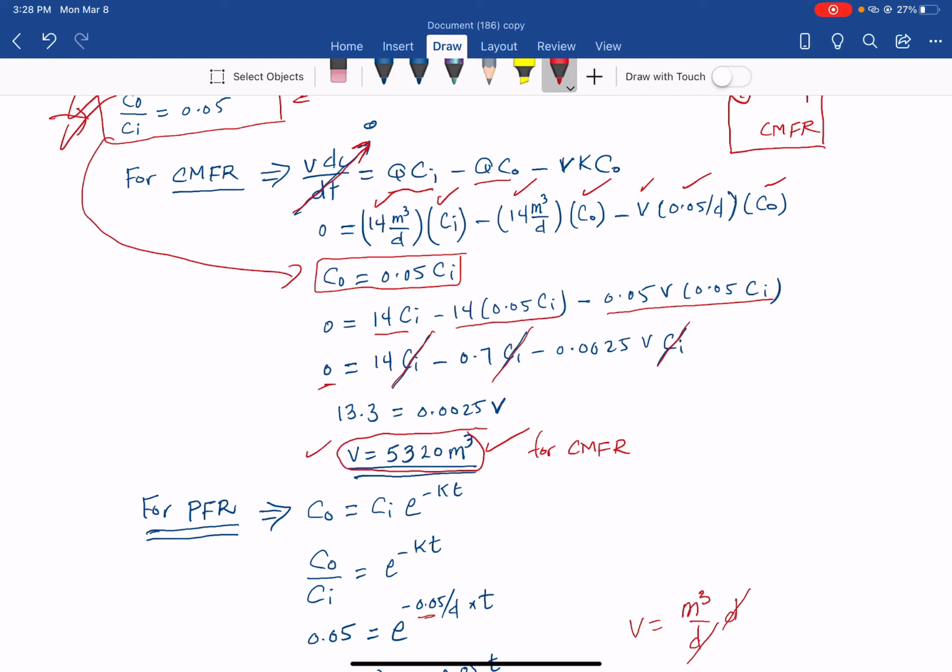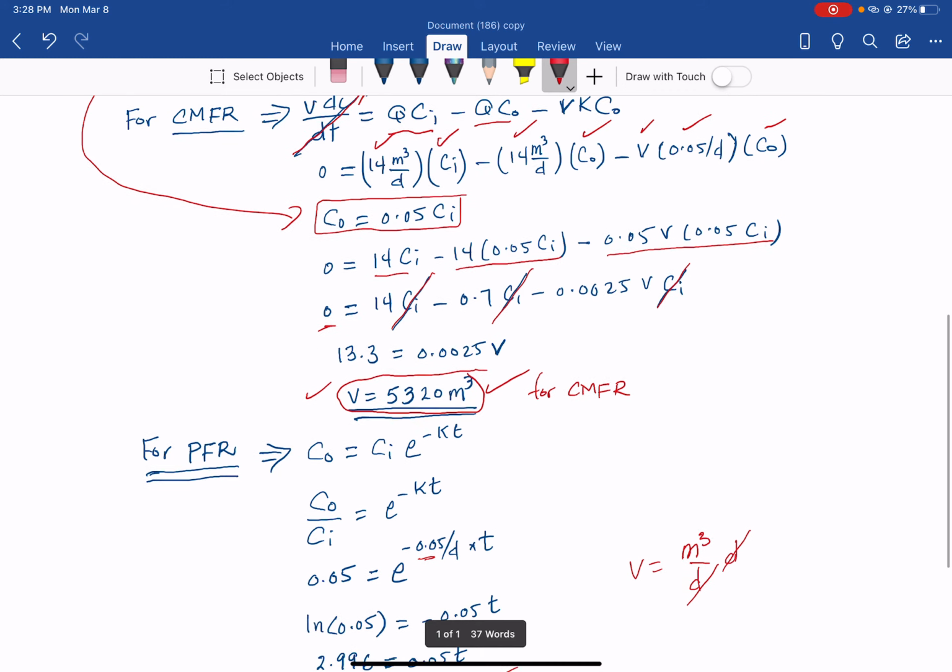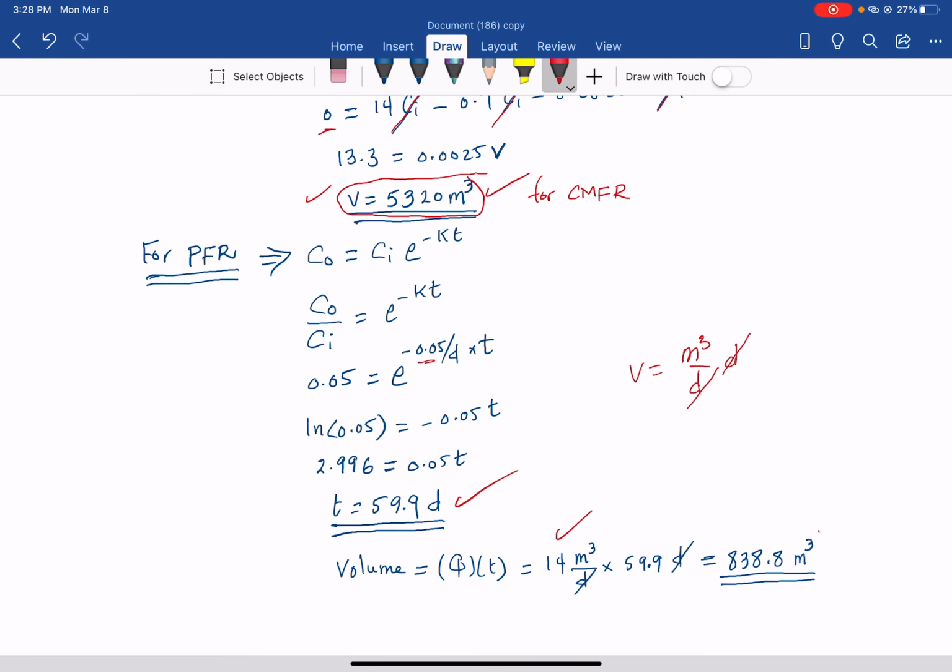So now we know that the CMFR could treat as much as 5,320 meter cube. This is a good reactor. While the plug flow reactor will treat only 838.8 meter cube of wastewater. So you could treat a higher quantity of wastewater in the CMFR to make it efficient in volume. If we are getting the same volume, you can see that the CMFR is really good in treating too much volume of wastewater, and it's more efficient.